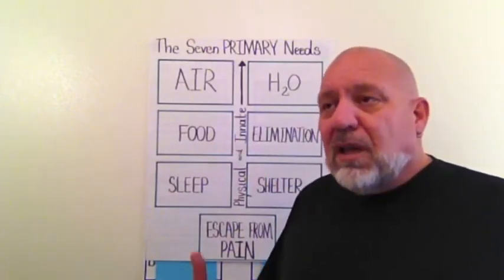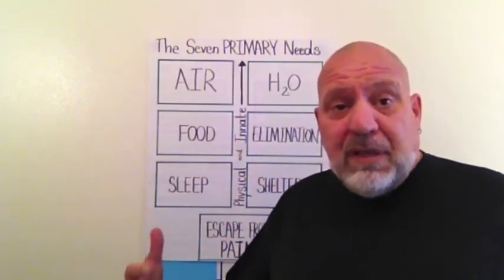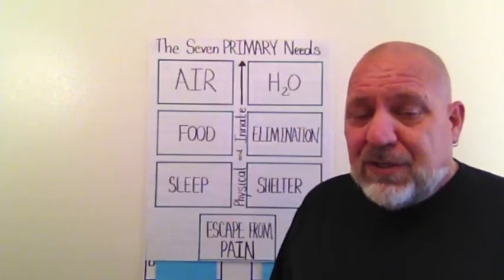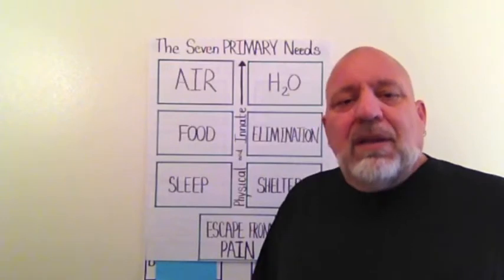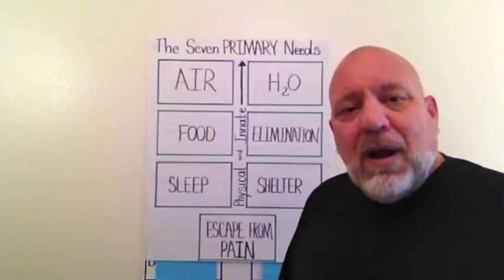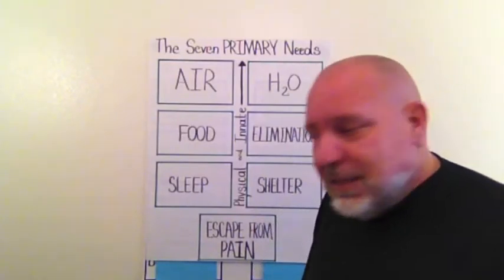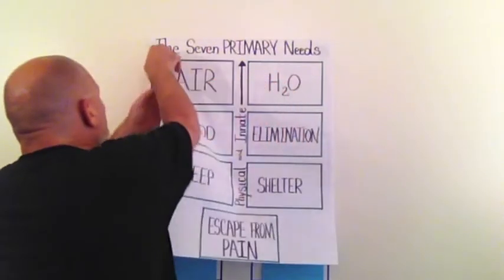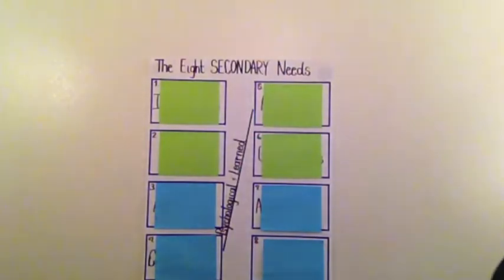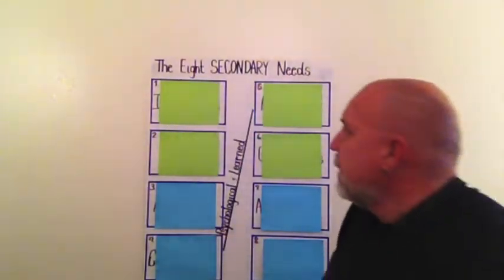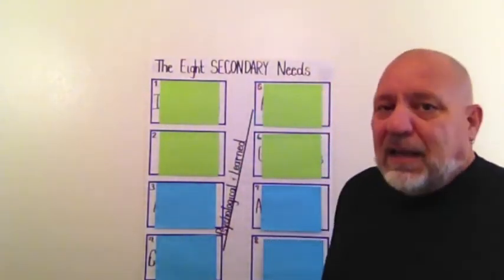Obviously, though, we're talking about learning. We're talking about doing something more with the human brain than just surviving. That is what we mean by the secondary function of the brain, to thrive, and what that requires is a secondary set of needs. So we have 8 secondary needs.